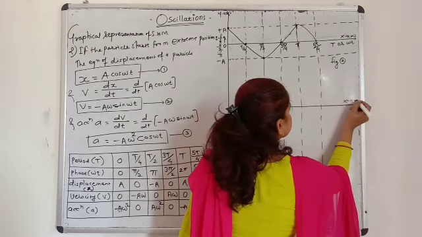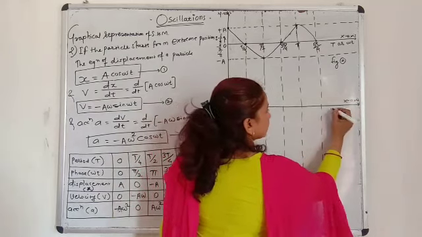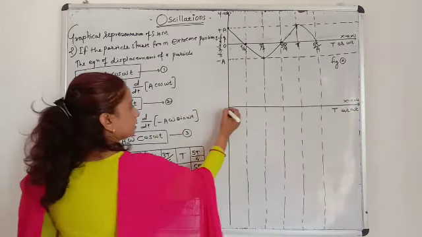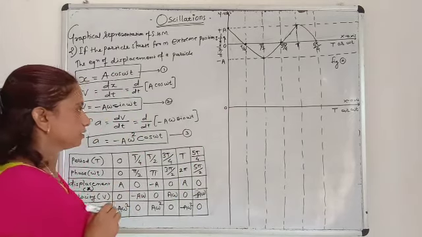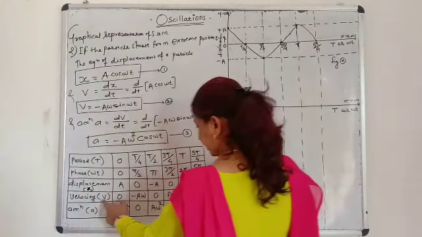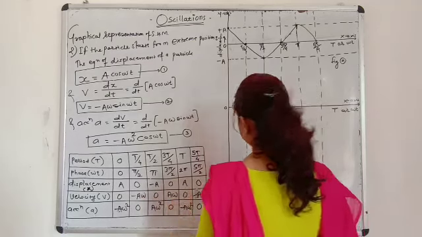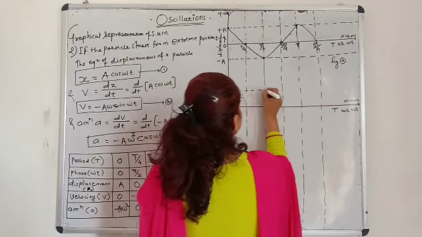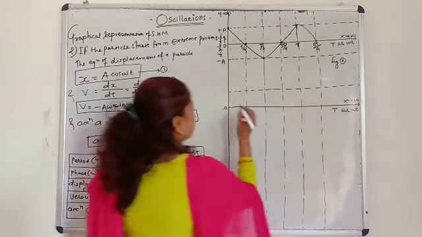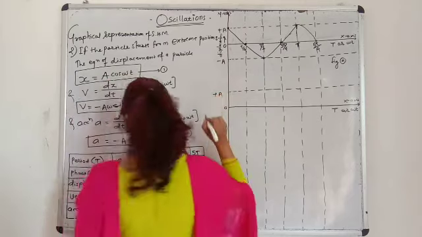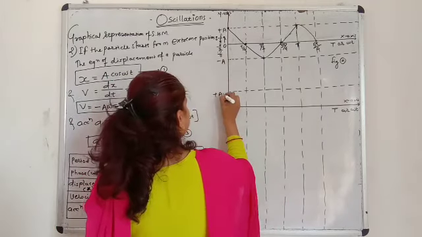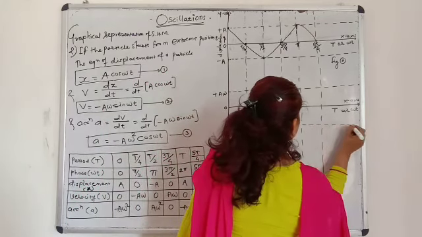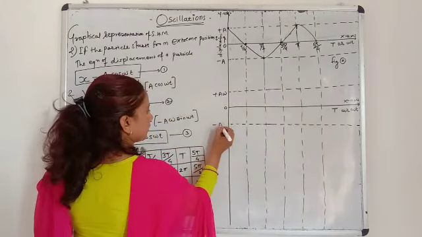This is the x-axis. Along the x-axis we take period or phase omega t. This is the mean position. So velocity is varying from plus a omega to minus a omega. So here the positive cycle is plus a omega, and this is minus a omega.